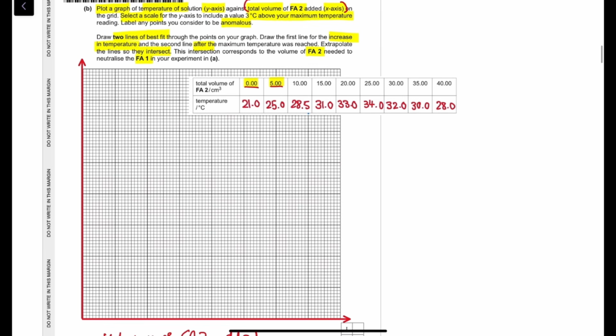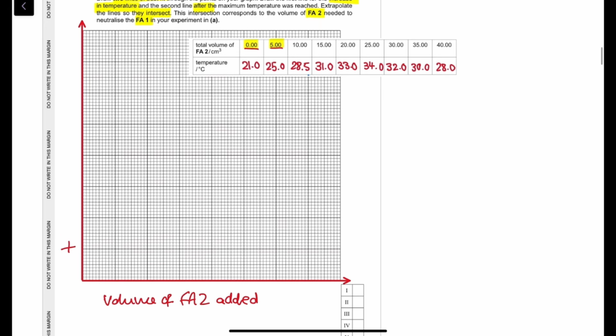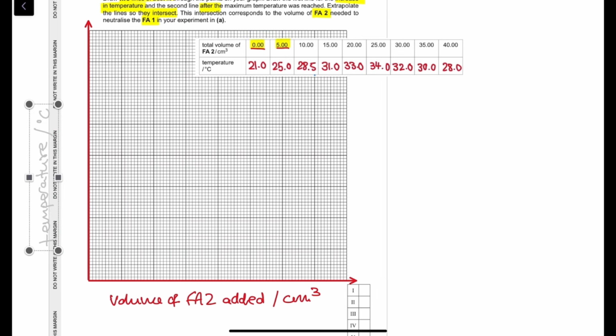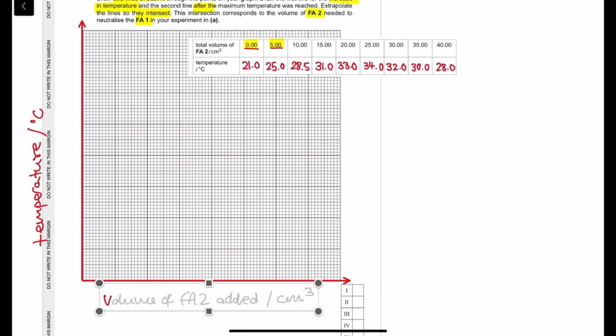Then on my y-axis, this is the temperature of the solution. Then I must add units to my labeled axes. So the volume is in centimeters cubed. The temperature is in degrees Celsius. Once I've done that, I need to generate scales for each of my axes.